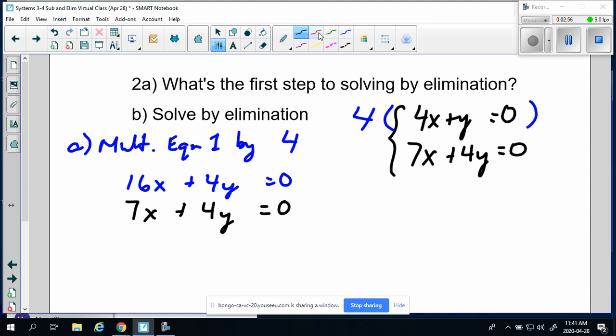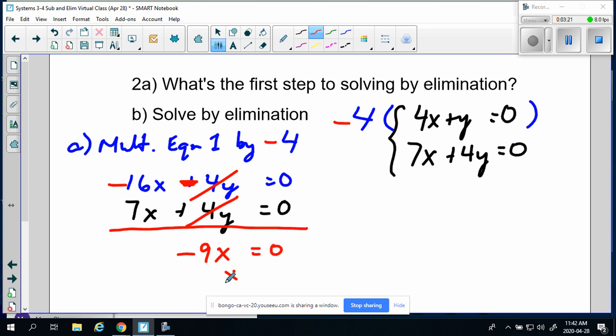My preference, though, is to make the multiplier negative to begin with, because if I make the multiplier -4, then we're going to have negative 16x minus 4y. And I just like to have my matching terms be opposite signs, because if I do that, then I can add the equations instead of subtracting them. I just know that I'm going to make a mistake if I start subtracting equations. So this is my preference. Negative 9x equals 0, and x is equal to 0, just like it was in the previous one.